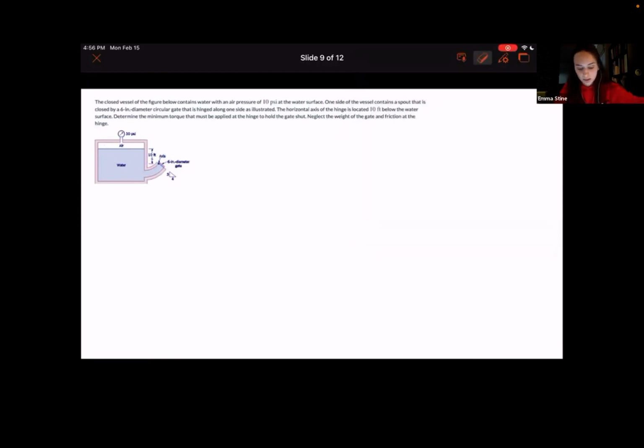So let's make our free body diagram. Here's my gate, and here's my little hinge. Because it's not a curved surface, we're not going to need to cut out a piece of the water. We can just look at the gate itself. So if anyone's still here, put in the chat what the forces are.